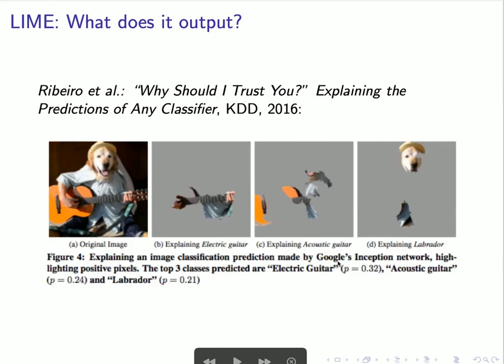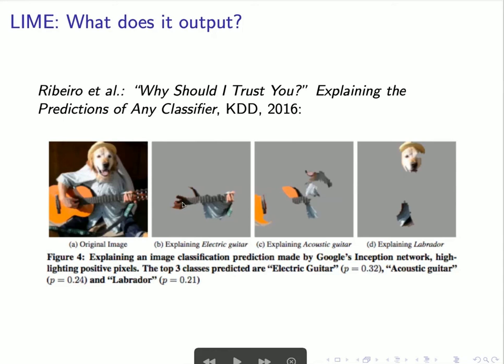Google predicts electric guitar, acoustic guitar, and Labrador. So these are the 3 labels. We asked Google, tell me what is in this picture. And Google says there is an electric guitar, an acoustic guitar, and a Labrador. Using LIME, we can highlight the specific pixels that led to these labels. Electric guitar, according to LIME, was given because the neck of the guitar could be that of an electric guitar.